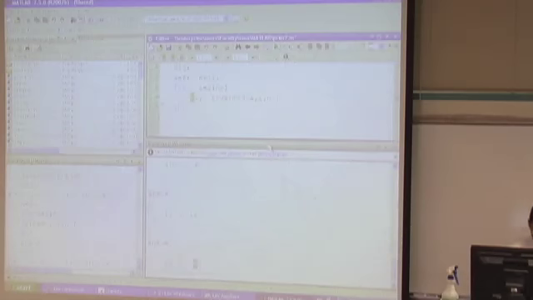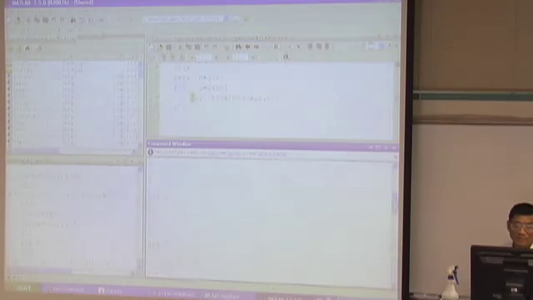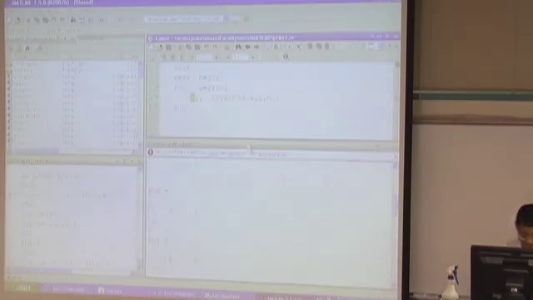Next, 8. Let's use 8. Then what happens? 8 is disqualified. Do you see? The fourth power gives us 1. And then 9.